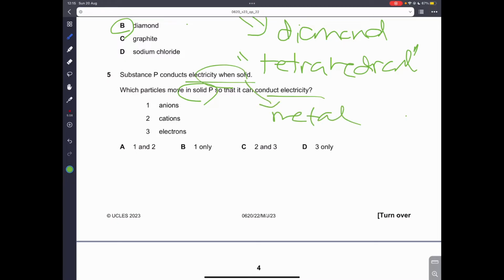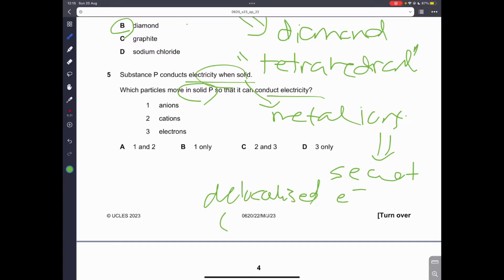And remember, a metal is made of metal ions inside a sea of delocalized electrons, which basically means mobile electrons. These mobile electrons are free to move, therefore carrying the charge when a voltage is applied. So 2 and 3 are correct, and therefore C.